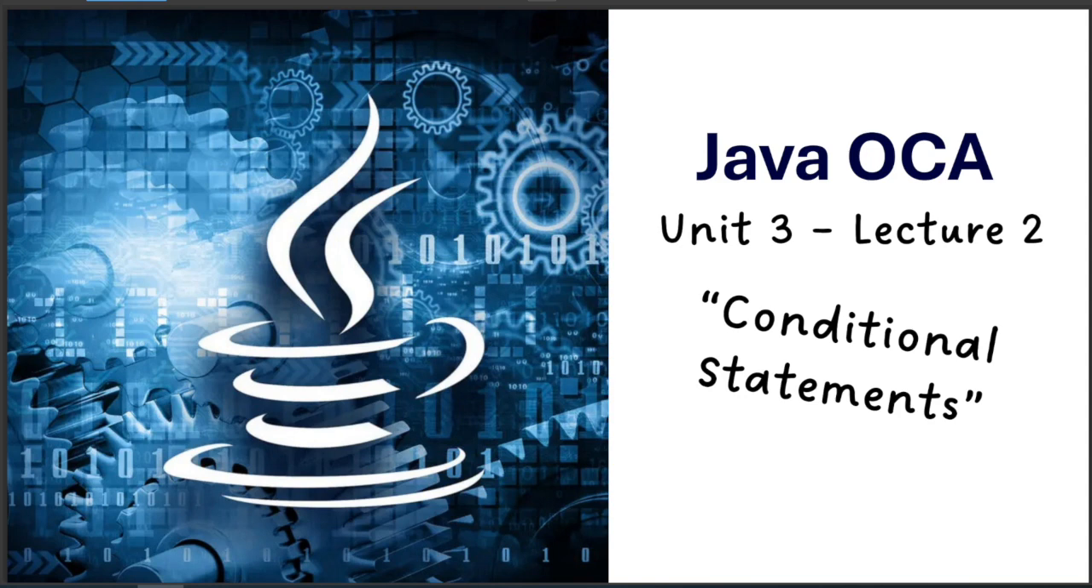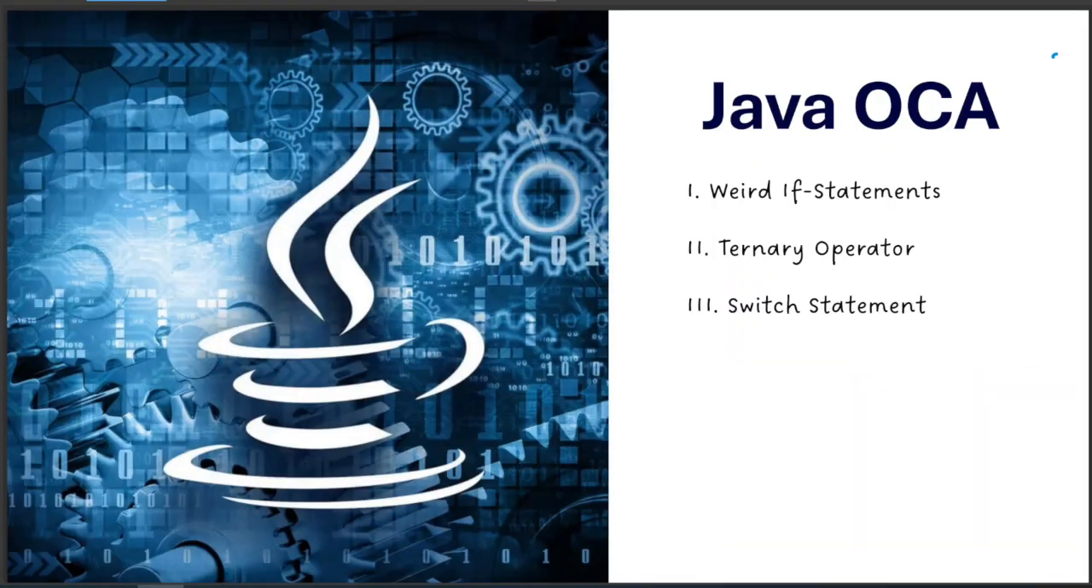This is Java OCA Unit 3 Lecture 2 on conditional statements. In this lecture, we will talk about weird if statements, ternary operators, and switch statements.